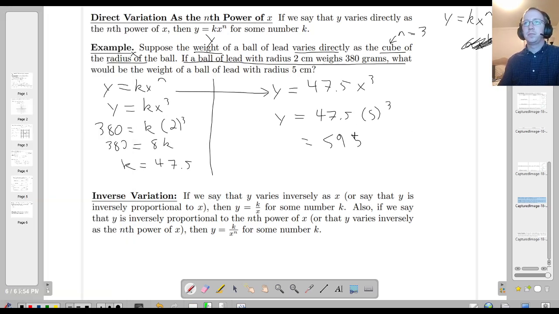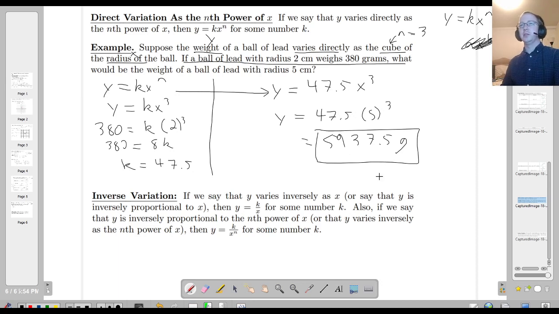5937.5. Now let's be careful with the final answer here. The units I'm supposed to use for weight in this problem are grams. So this is 5937.5 grams, or you could say 5.9375 kilograms, if you wanted to convert it that way. The process was exactly the same as what we saw for vanilla original direct variation, but now we have this nth power to consider as well.